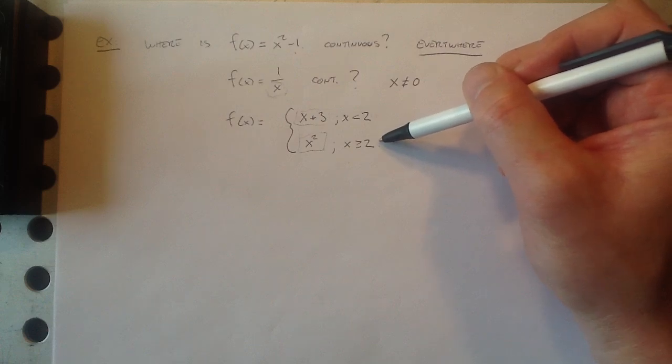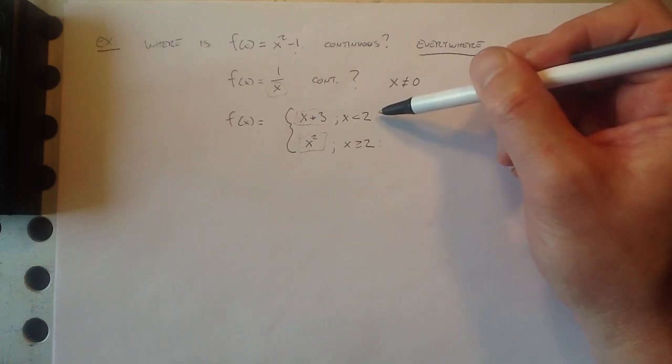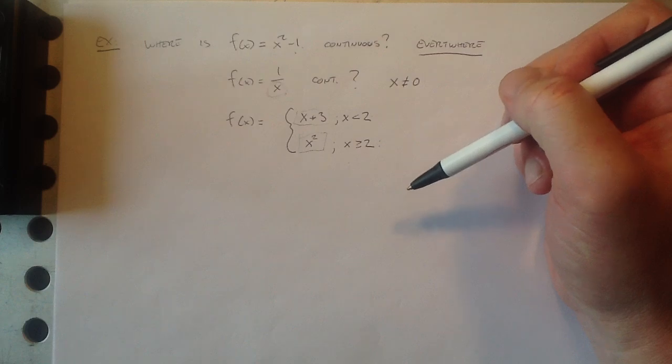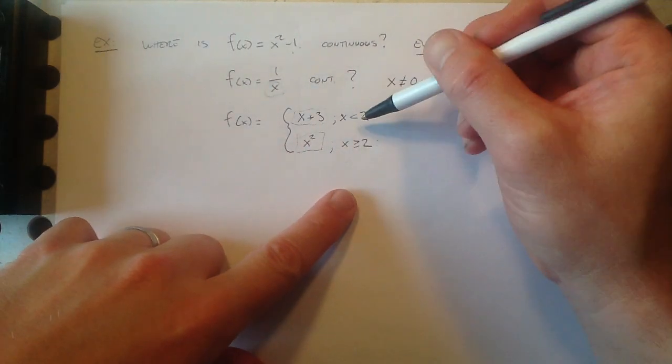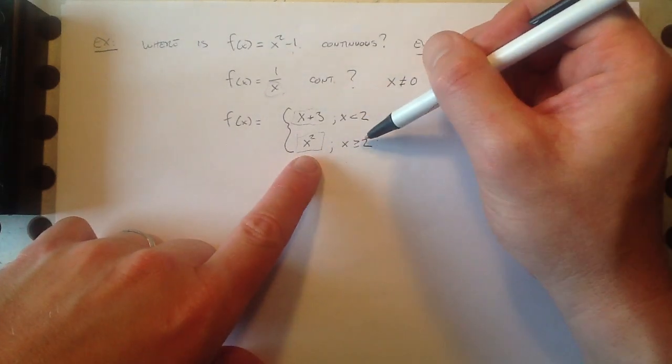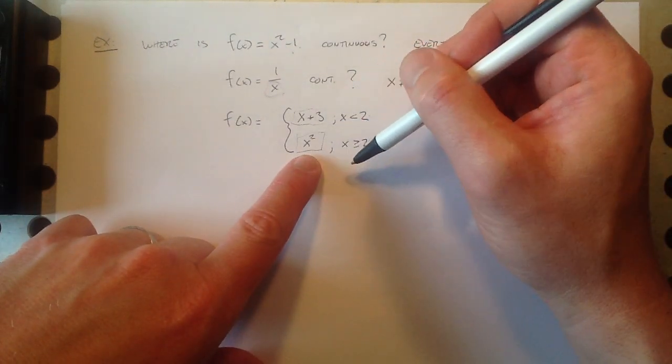This is the piece that's going to have the dot. But the dot must go in the open circle if we are going to avoid having a jump. So how do we determine that? Very easily. We plug 2 into this and plug 2 into this and see if we get the same number.